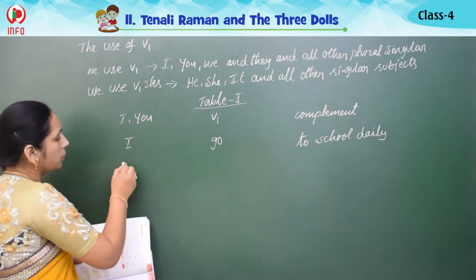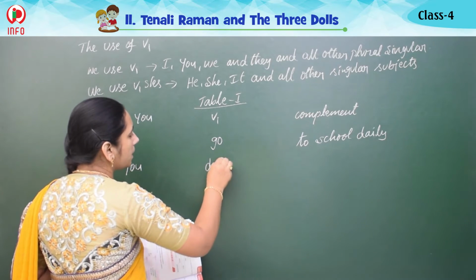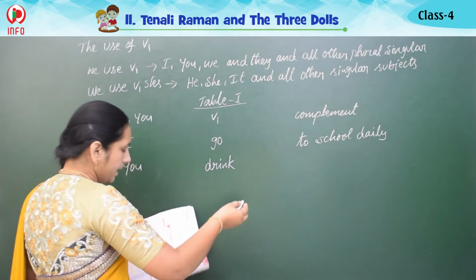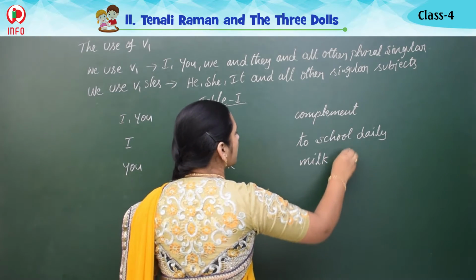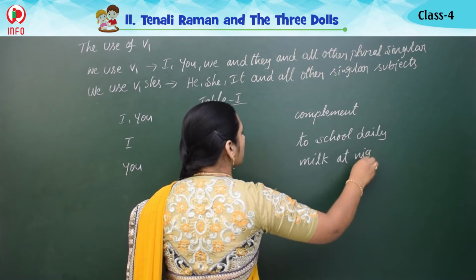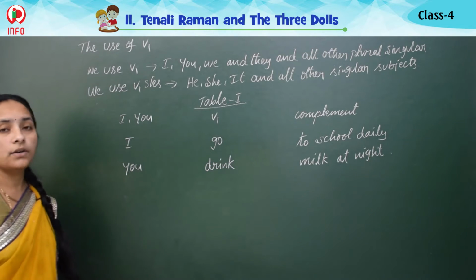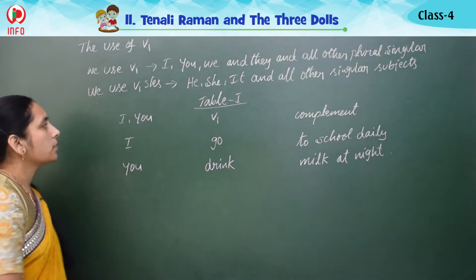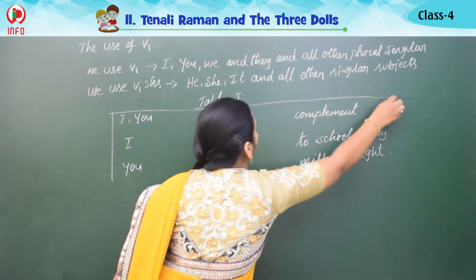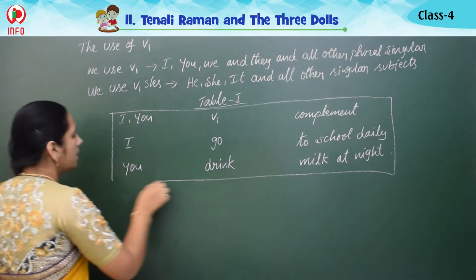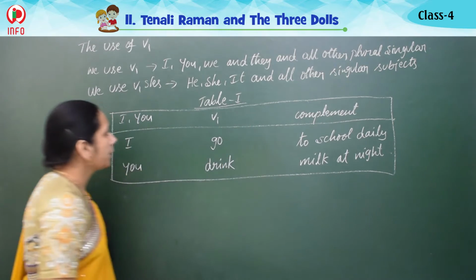And the next one, you. So by using you, what can we write? You drink milk at night. This is also a complement, this is not the object. Okay, so like this is the first table, table 1, according to what they have given, by using the I and you subjects.